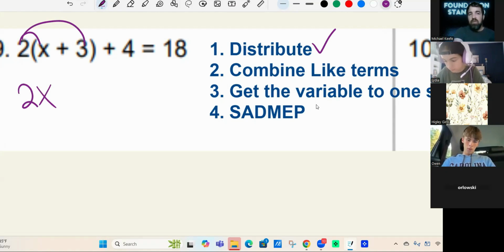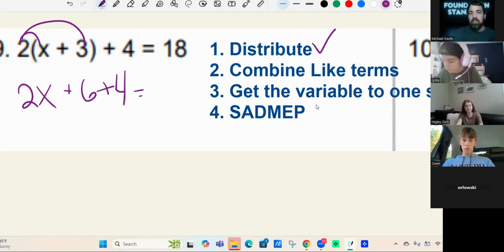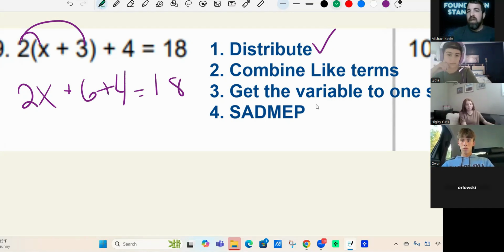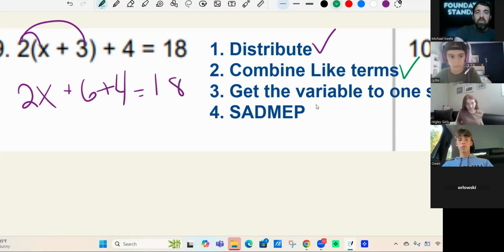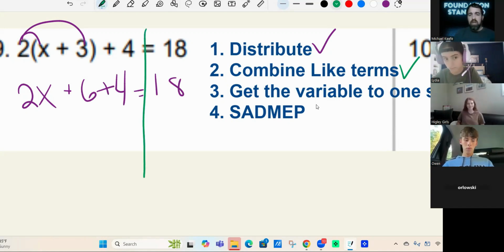And I'll distribute: 2 times x is 2x, 2 times 3 is 6. And I'll go to that list once I'm done working this out here. And I'll say, all right, combine like terms. That's my next step to look for. There may not be like terms to combine, but when we say combine like terms, we're talking about anything on the same side of that equation.